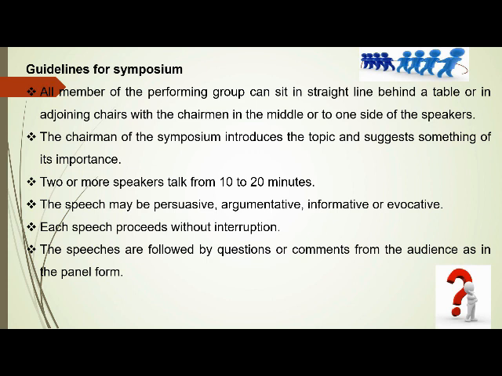All the members of the performing group either have to sit in a straight line or on adjacent chairs. The chairman should be in the middle or to one side of the speakers. After the seating arrangements, the chairman has to introduce the topic of the symposium and the importance of the particular topic.